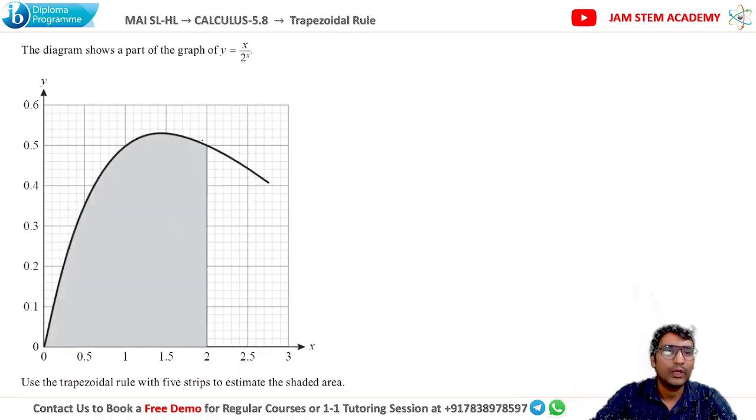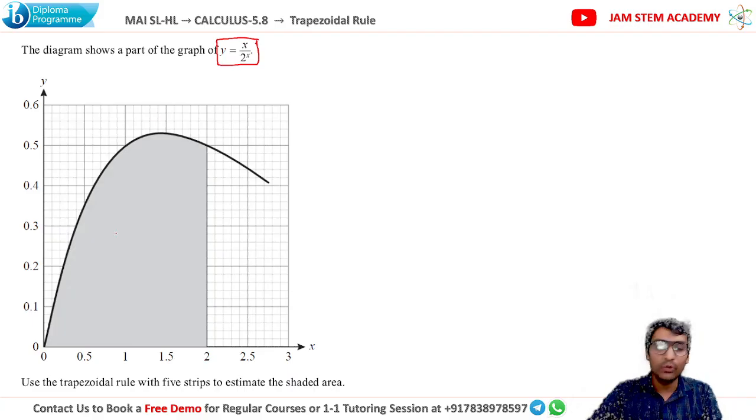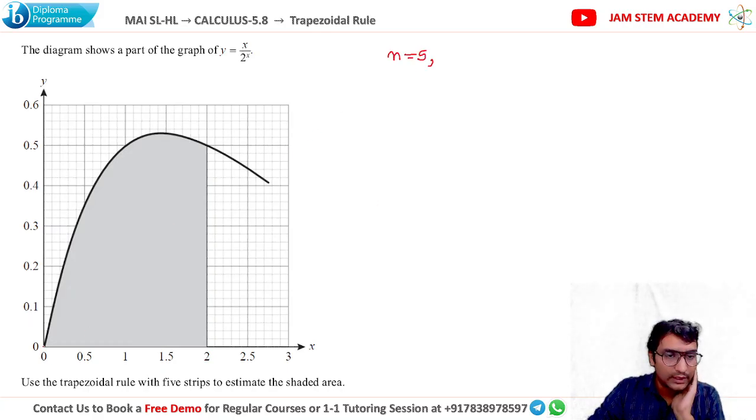Okay. So in this diagram of y equals x by 2 raised to the power x, you have to use the trapezoidal rule with 5 strips. So you have to construct 5 trapezoids. So n value is what? 5. Starting from what? x equals 0 to x equals 2. So a value is given as 0 here. The value of b is 2 here.